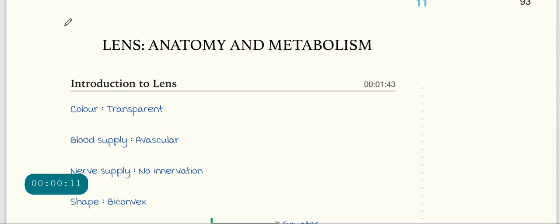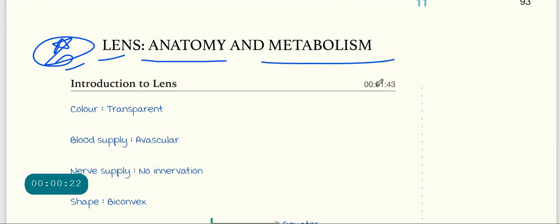So now we are going to begin with the lens, the very important topic of ophthalmology. We will start with the anatomy and the metabolism part. So anatomy first. Now, the introduction to the lens. What is the color of the lens, blood supply, nerve supply, and the shape? We all know, just a quick revision.